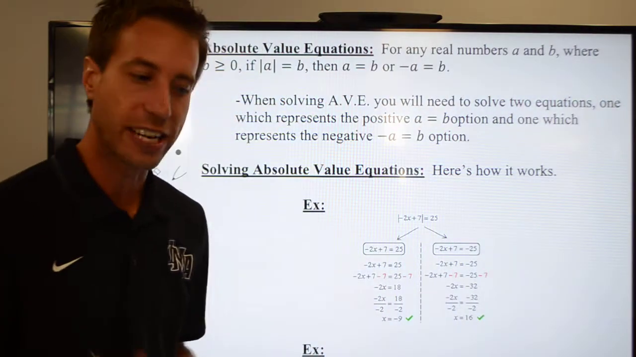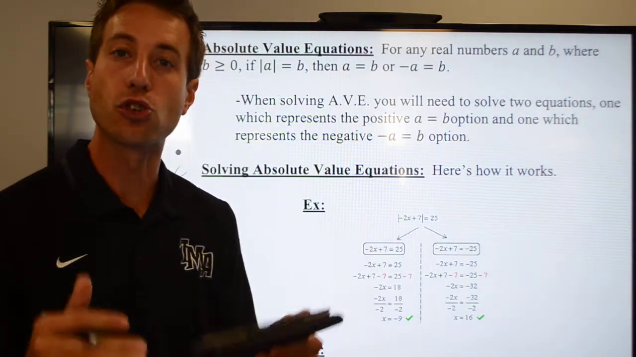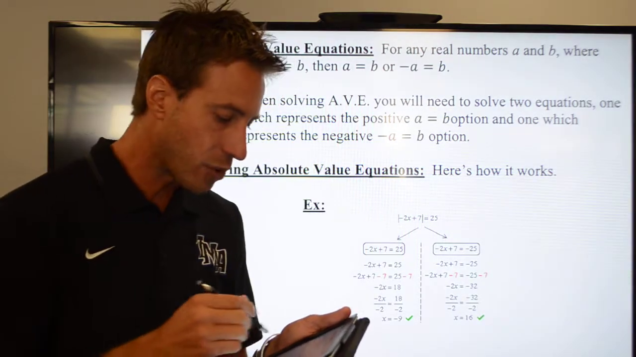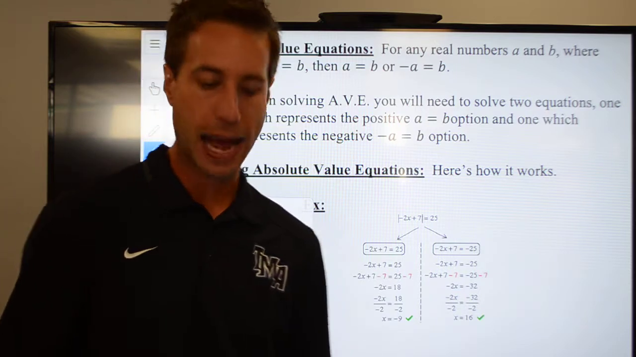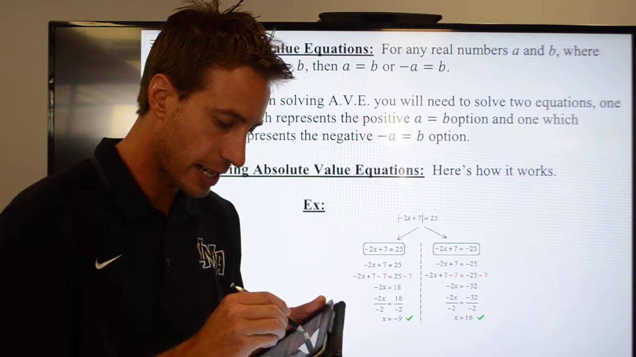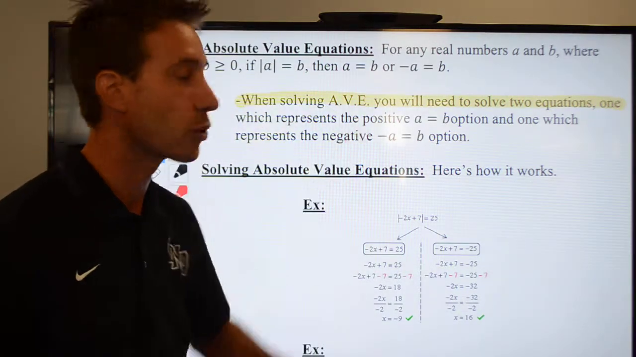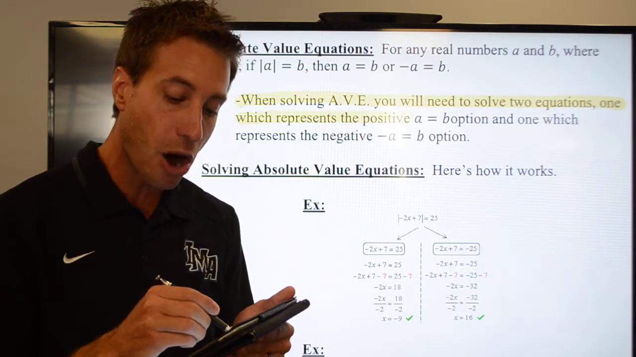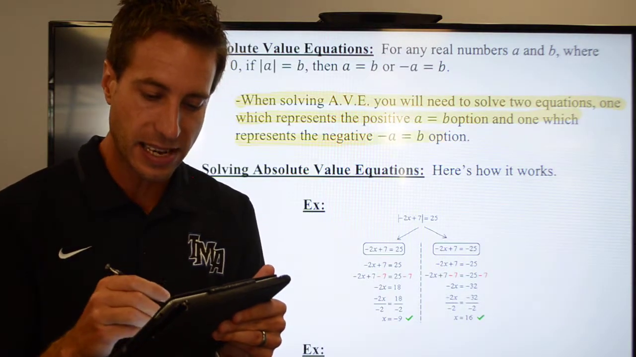What we're going to start here is our second objective or learning target, where now we're going to begin to solve equations that have absolute values in them. And what I want to do is just remind you of what we looked at on the front page. I told you anytime you solve an absolute value, you would need to solve two equations. Let me highlight this right here in the notes. When solving AVE, absolute value equations, you will need to solve two equations, one which represents the positive option and one which represents the negative option.